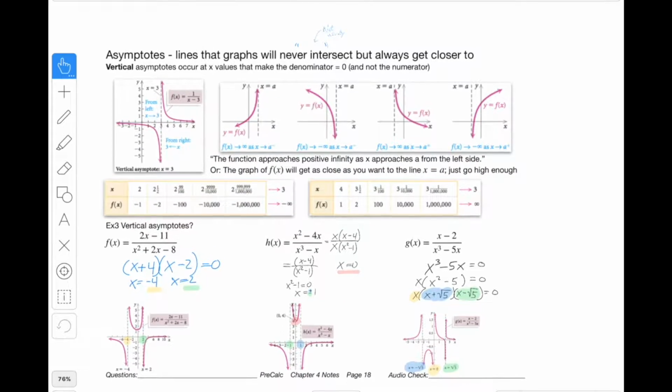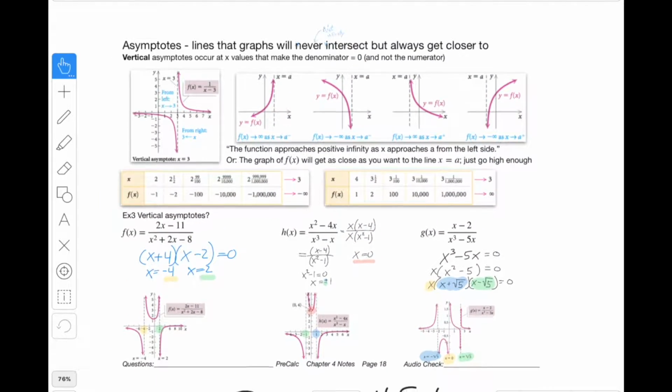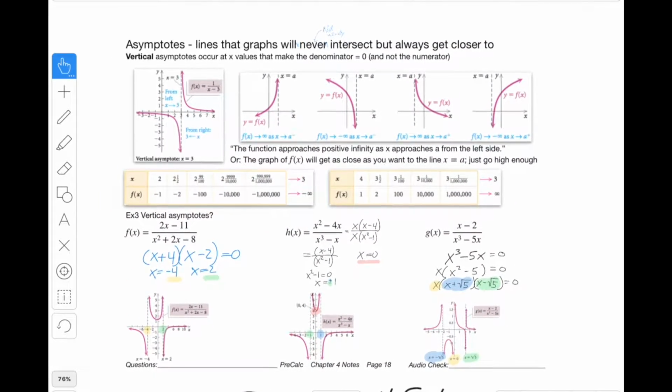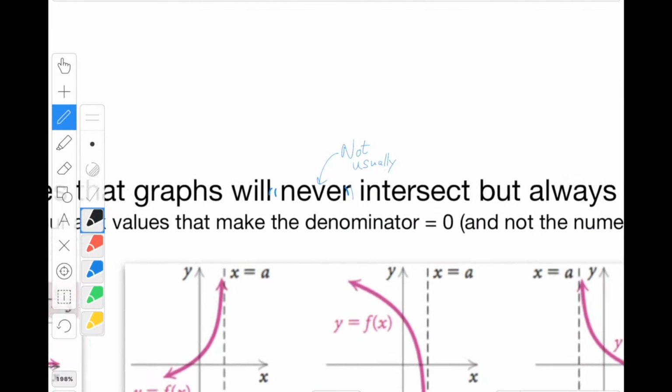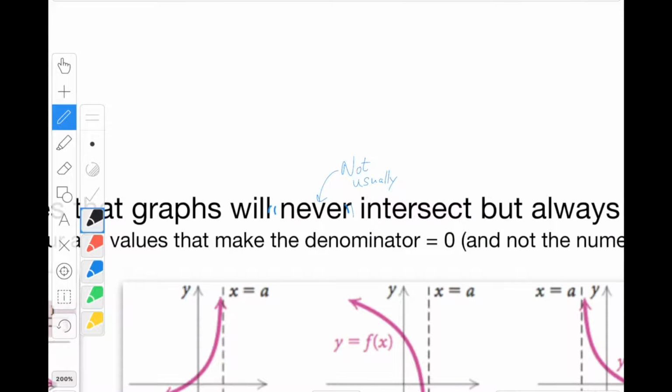Asymptotes are lines that graphs will never intersect. And when I say never, I mean they will not usually intersect. You'll see an example or two where they do.